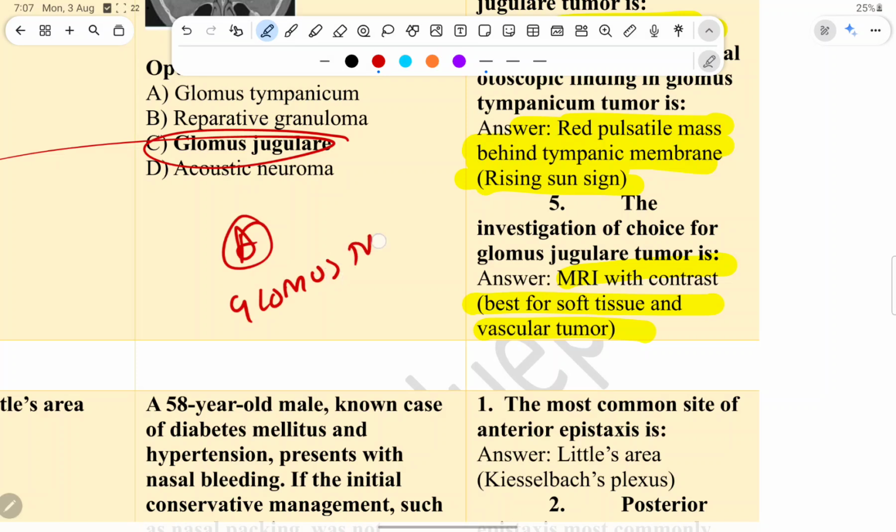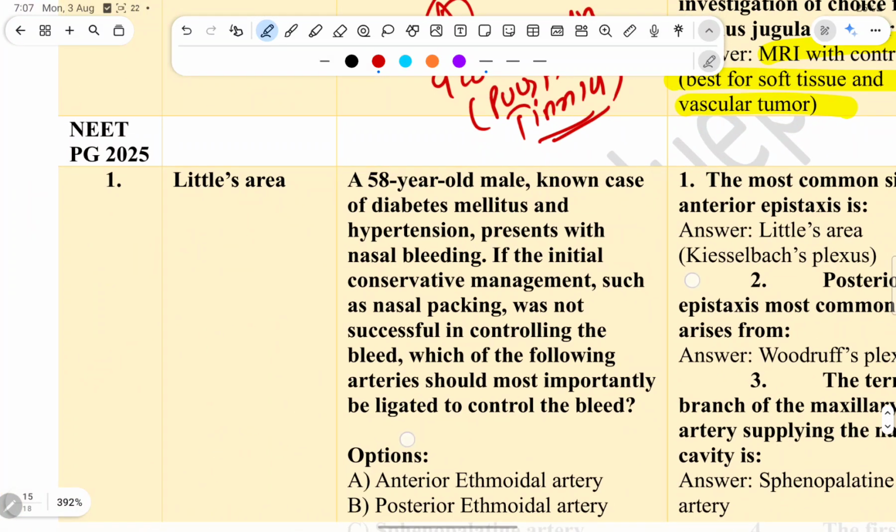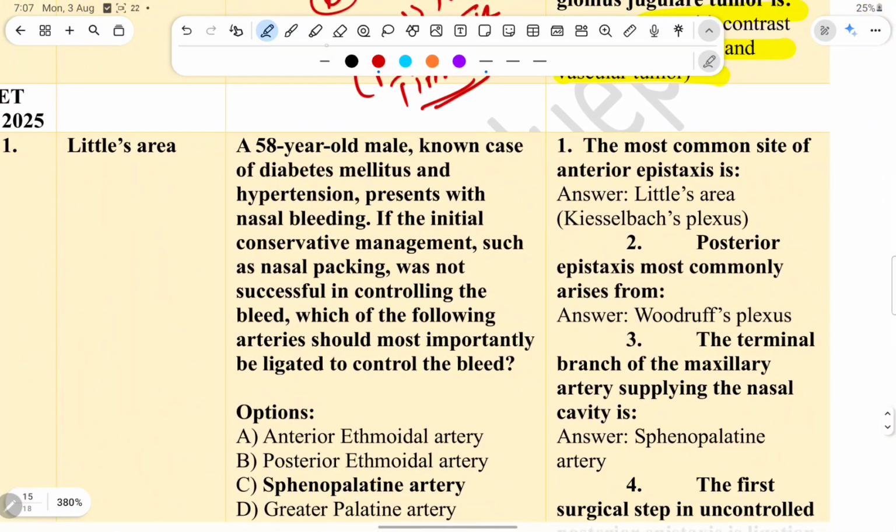Glomus tumor is very important. It presents with pulsatile tinnitus. Okay. Next, an old man, known case of diabetes mellitus.